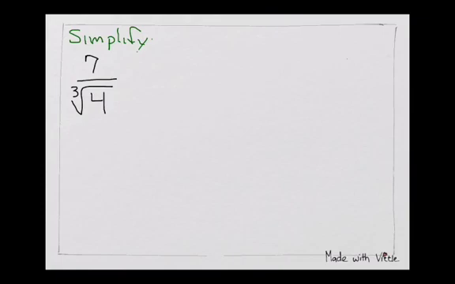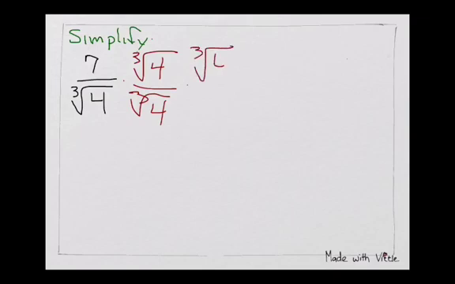Okay, I want to simplify this expression, which means I want to rationalize the denominator. I'm going to do it a little bit differently than they do in the book, and you can see what you think. So I'm going to start by multiplying by 1 in the form of cube root 4 over cube root 4. And I see when I multiply in the denominator there, I'll have the cube root of 4 squared. Well, what I need is the cube root of 4 cubed, so I'm going to just do this again. Cube root of 4 over cube root of 4.